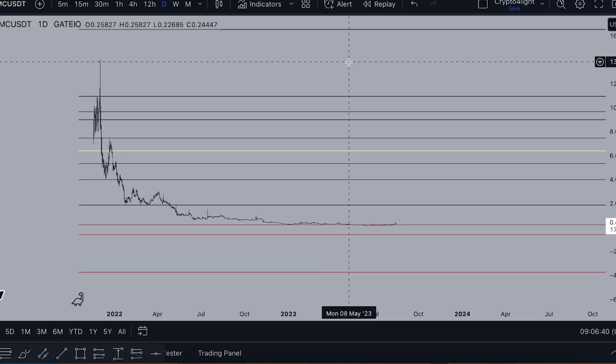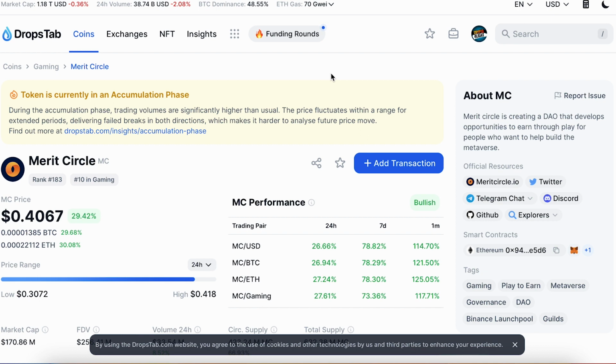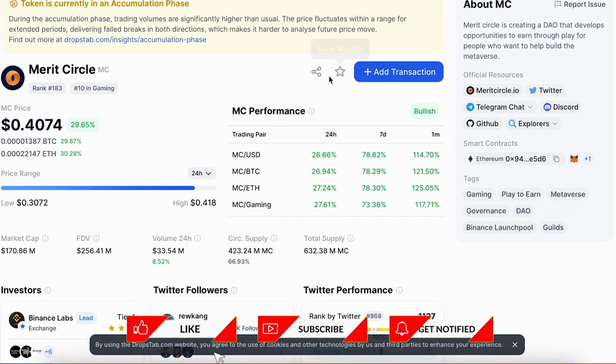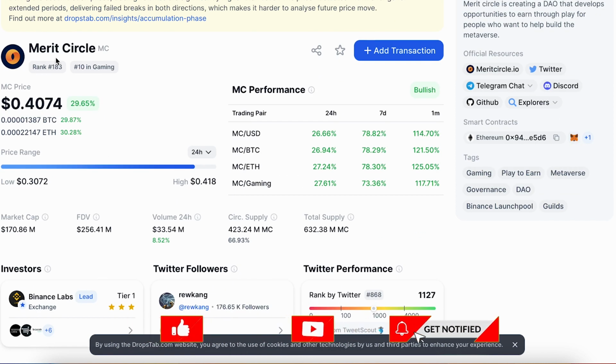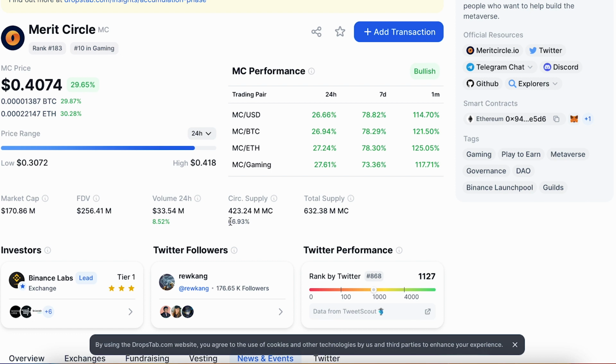Alright guys, first of all, let's start with the basic information, and I highly recommend you use DropStat because here you can find a lot of metrics and information totally for free. What do you have to know about the coin? So Merit Circle, here's the circulation supply, now 66% of total supply is in circulation. So we got 423 million on the market, and market cap is now 170 million.